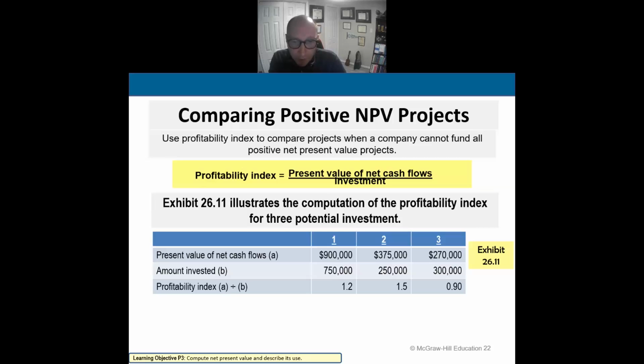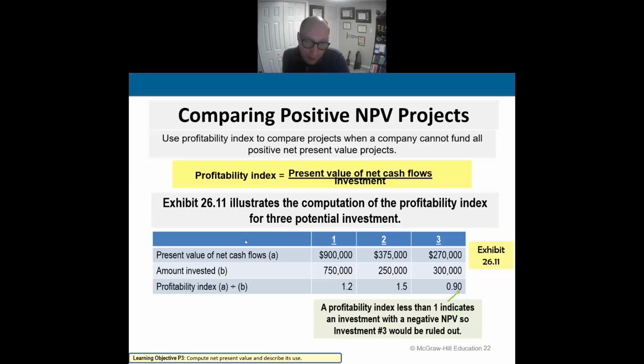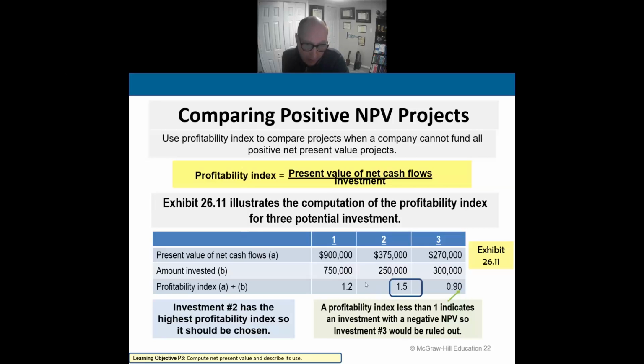So there's three of them. One is 1.2, 2 is 1.5, 3 is 0.9. Well, I wouldn't even consider option 3 because it's below 1. If it's below 1, it's not a feasible investment. Number 1 is nice, but it's not as good as number 2, 1.5. The higher the profitability index, the better. And that's why we use profitability index in our ranking of different proposals. So less than 1, no way. Out of these two, 1.5 is the best. Higher the better.